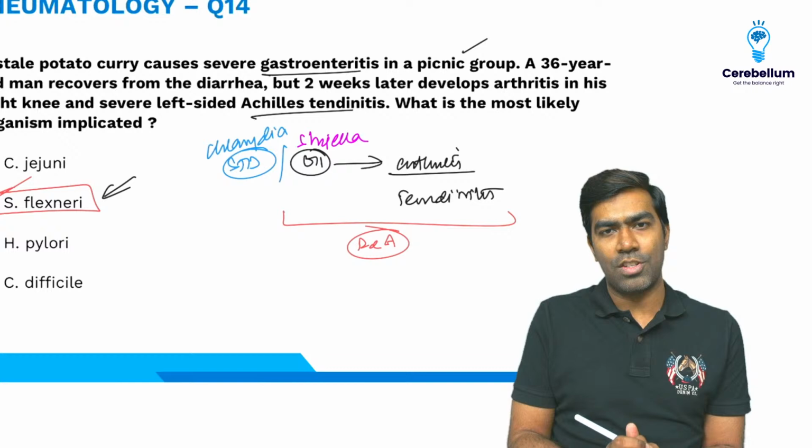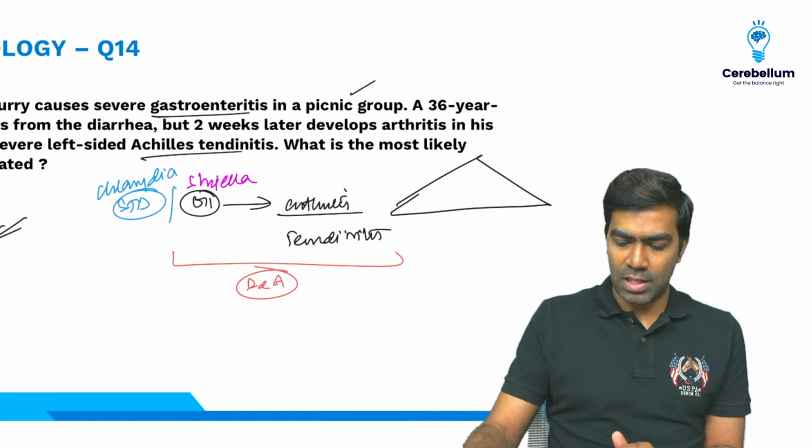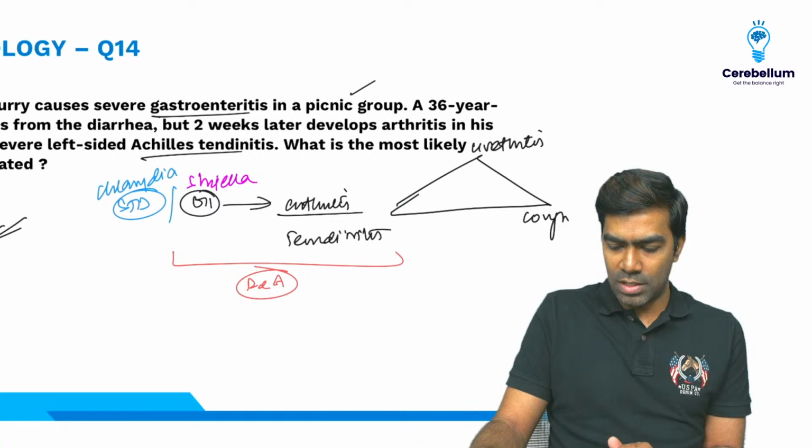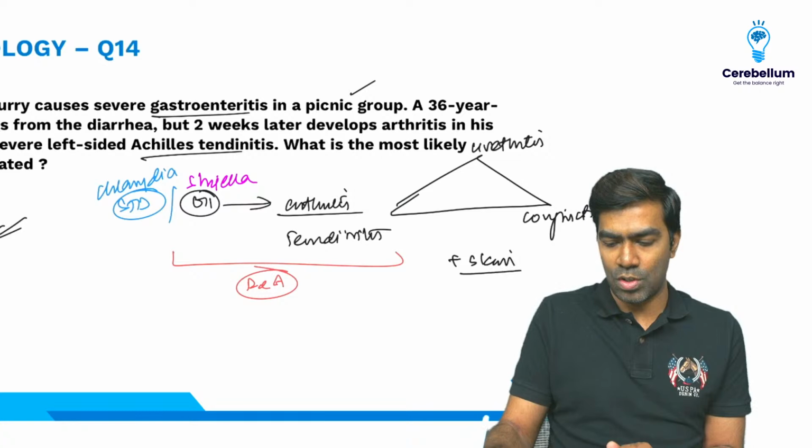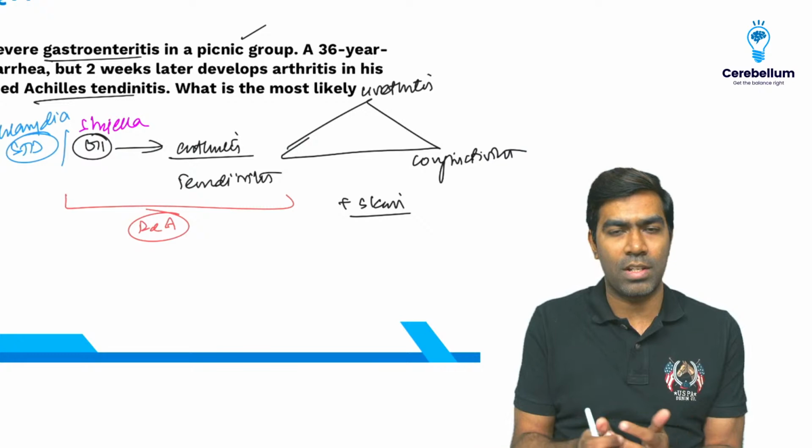And what will be the typical triad of Reiter syndrome? Apart from arthritis, patients will have urethritis and conjunctivitis, and patients can have associated skin involvement as well. It can't pee, can't see, can't climb a tree. Why can't see? Conjunctivitis. Why can't pee? Urethritis. Why can't climb a tree? Because of arthritis and tendinitis.